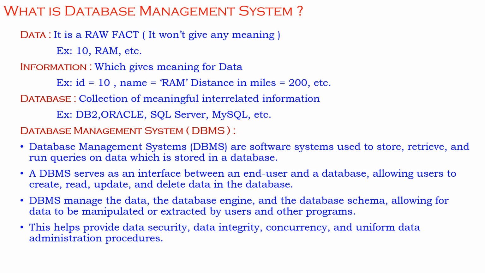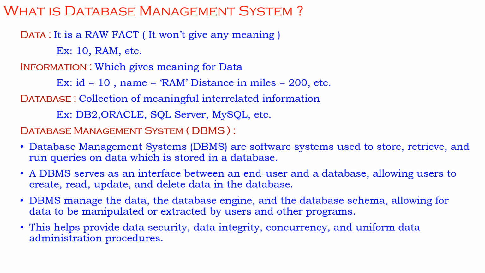So what is data? It is a raw fact. For example, let us say an integer 10 or a word like RAM or any word. All that doesn't give any meaning when I just mention it as a single integer or a single character. But when I give some meaning to the raw fact, it is associated with a label like ID is equal to 10 or name is equal to RAM. Then it becomes information. So the raw fact can be given a label and converted into information.